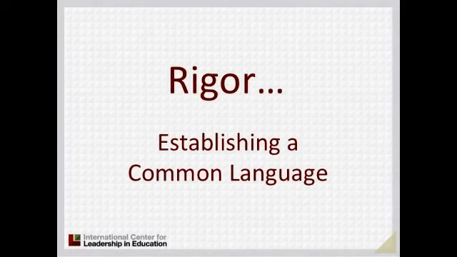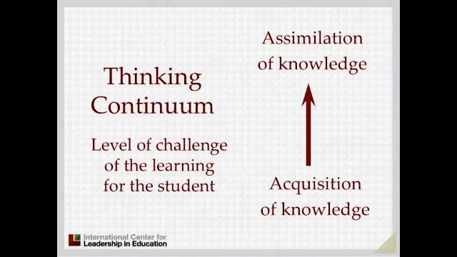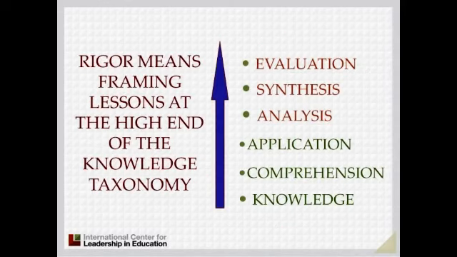Let's start with rigor and continue to develop some common language around it. Rigor is about a continuum of thinking, from acquiring knowledge to assimilating it. How challenging is the learning? When we think about rigor, think about reaching the higher levels of Bloom's taxonomy. Working at higher levels of Bloom's generates higher levels of rigor. Our job is to design lessons that allow for opportunities to reach all of the levels of the taxonomy.